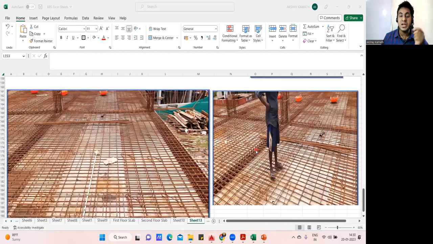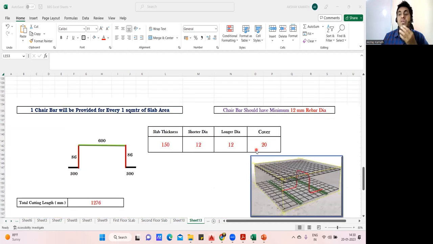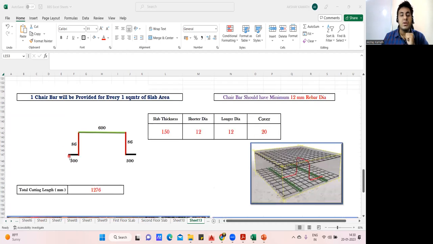So once this understanding is clear, now the next question is how we'll find the cutting length of that. For that, I've drawn a shape something like this. Before that, remember, one chair bar will be provided for every 1 square meter of the slab area. And what should be the diameter of the chair? This is a chair bar. I agree with that. But what is the diameter of this?